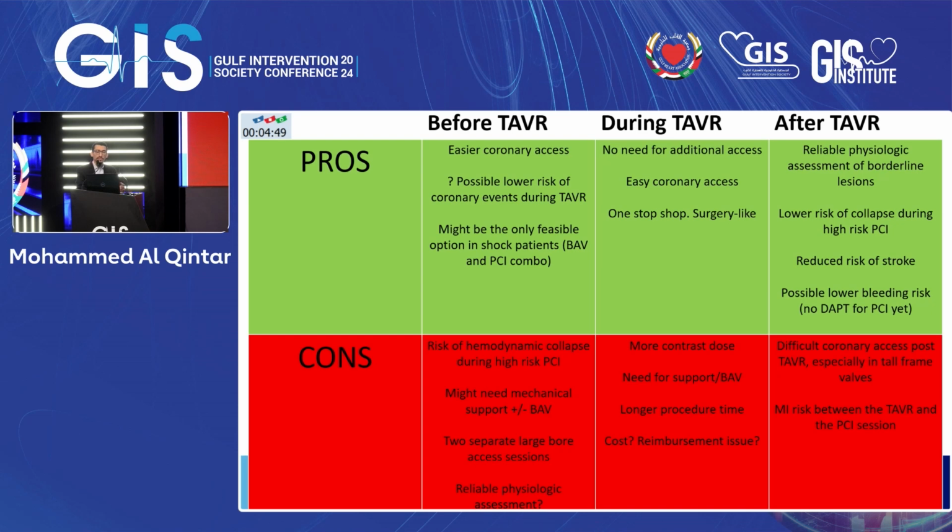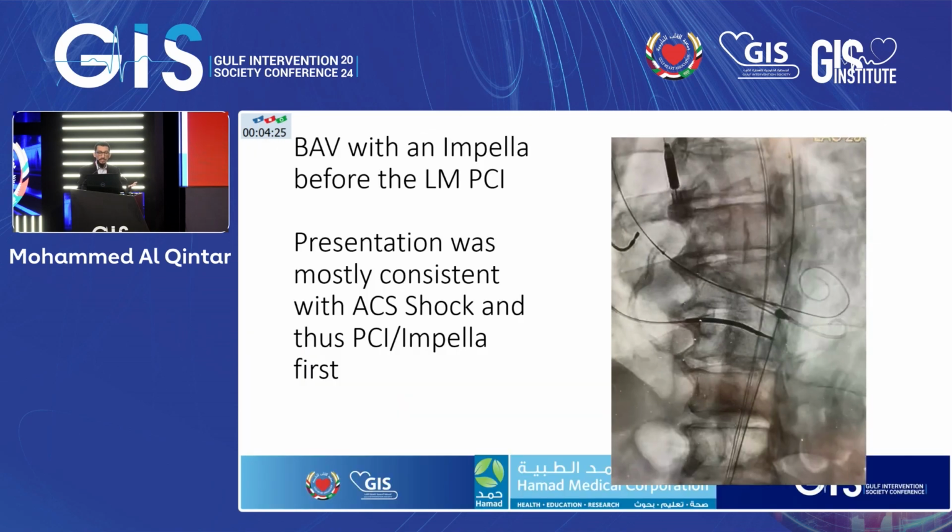After TAVR, you probably have the most reliable physiologic assessment, and a lower risk of collapse during the PCI because you've fixed the aortic stenosis. There's some data to suggest reduced risk of stroke if you have done the TAVR first. The cons, difficult coronary access, especially if you're using Medtronic valves, Evolut, or tall valves. There's a theoretical risk of MI between the TAVR and the PCI session.